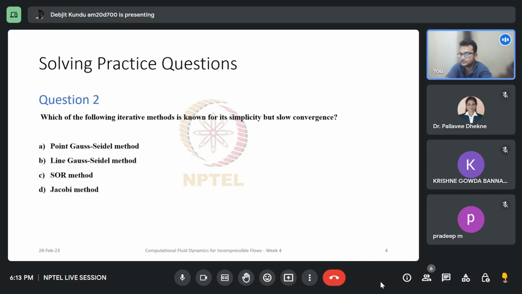So the main things to focus on over here are, it's an iterative method which is known for its simplicity but slow convergence. So it's a simple method which is not very quick in its convergence, not very efficient, so to say.